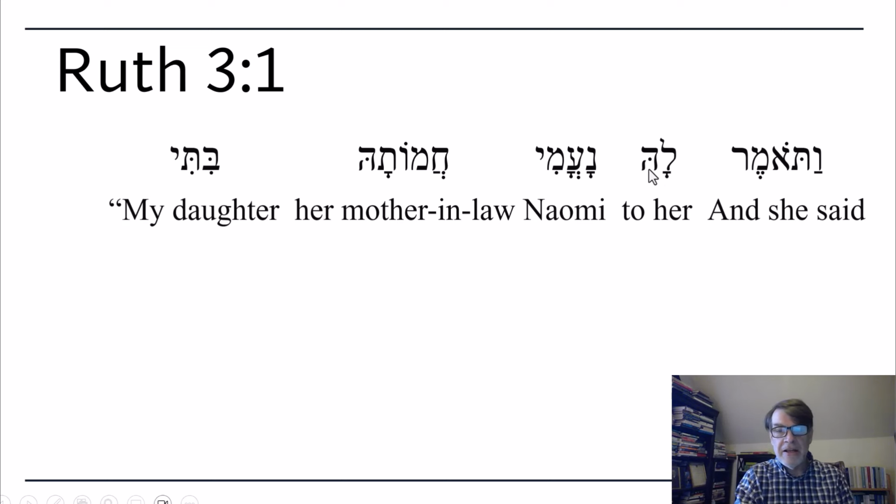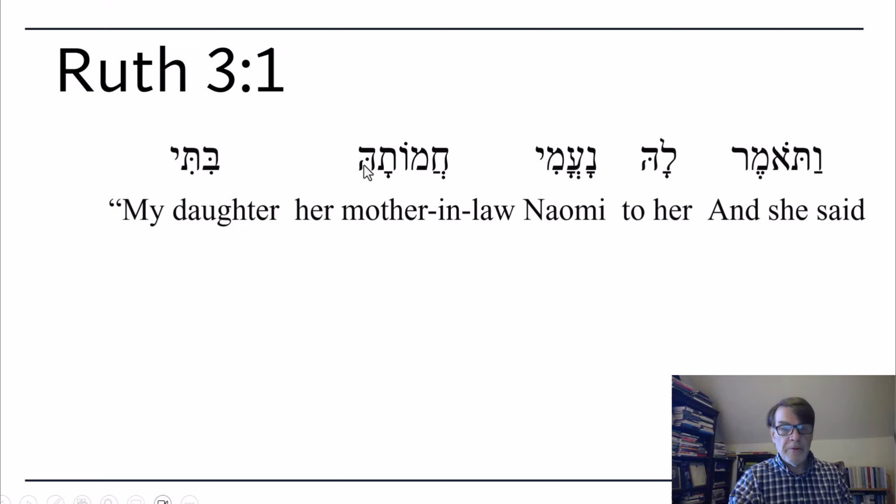And she said la. She said to her. La is to, hey with the mapik, a real hey. It's a consonantal hey. It is the object, to her. Naomi, that's the subject. And Naomi said to her, that is to Ruth. Naomi, who is she? She is Kamotah, her mother-in-law. Again, the hey with the mapik is her. We had a hey with the mapik here. That was her, and that was an object. Here it is possessive: her mother-in-law.